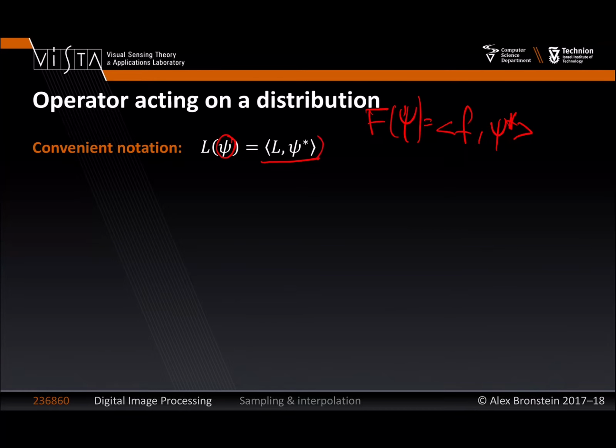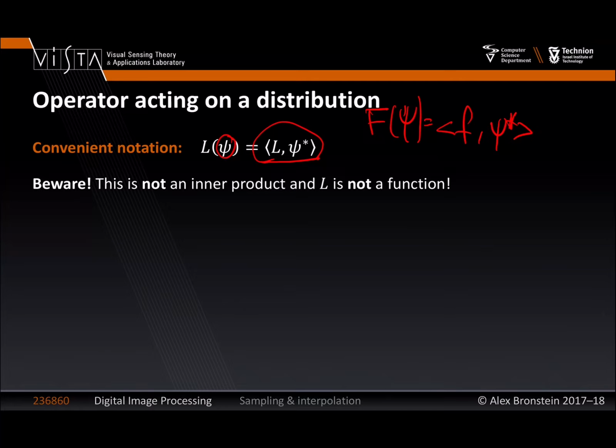This is not an inner product, of course, because L is not a function. It's a different mathematical object. An inner product is not defined on that object. It would be nonsense to interpret it literally, but we are interpreting it just as a notational convenience. And you will see that because of interpreting it in this way, we will define a very useful way of transforming distributions.